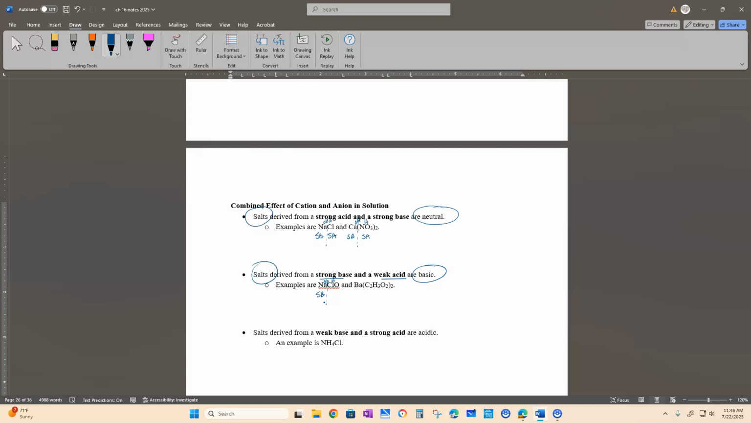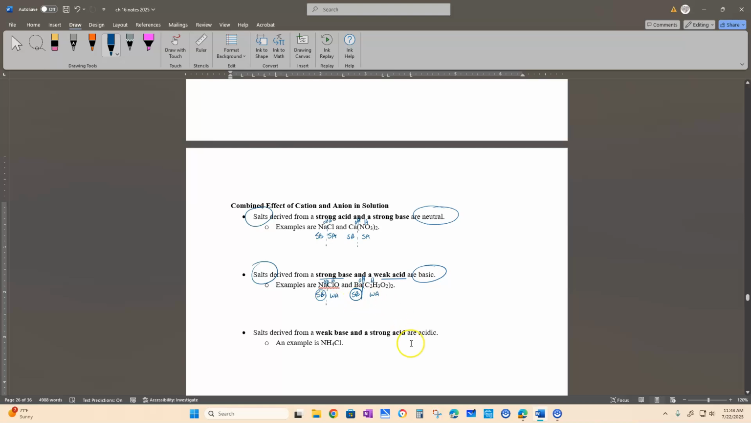Now be careful with this one. With only one oxygen, this is a weak acid. Okay, so remember the base is dominating. We already did this one from up above. So Ba(OH)2 came from a strong base. HC2H3O2, weak acid. So remember that base is dominating.